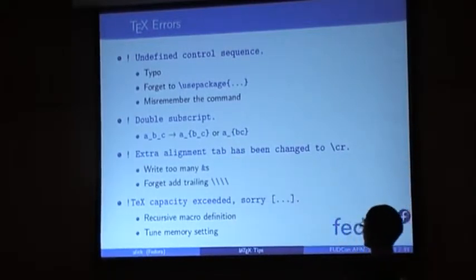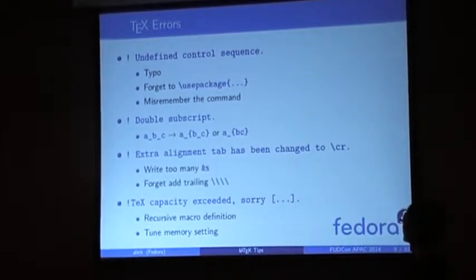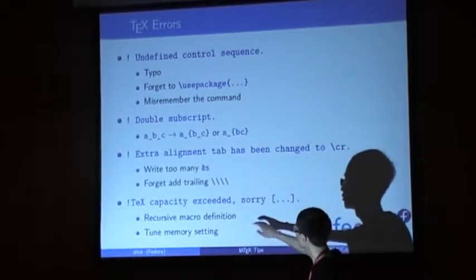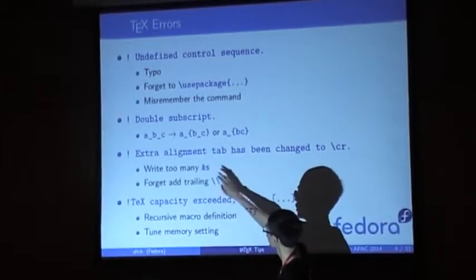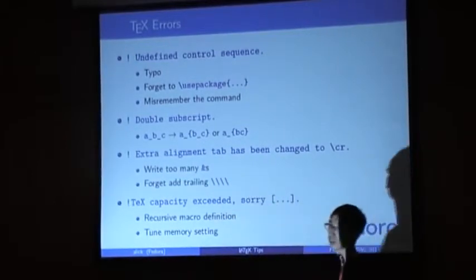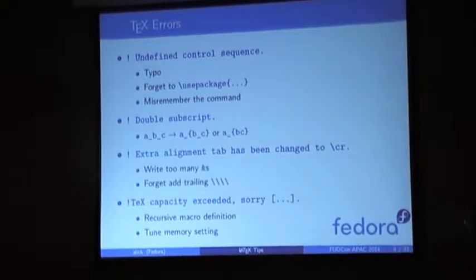Here's another one. You might see this message if you are working with tables and tabulars. It says extra alignment tab has been changed to another place. It's mainly because you wrote too many ampersands there, and there's an extra column there. Or maybe you just forgot to add a double backslash here, to break the line and to begin the next row.